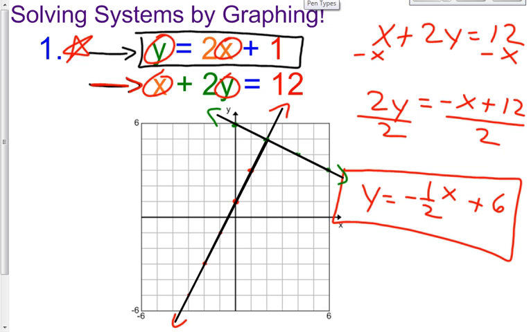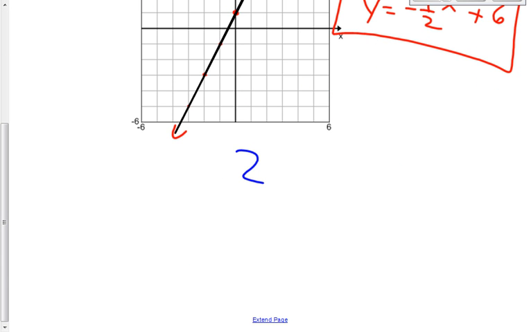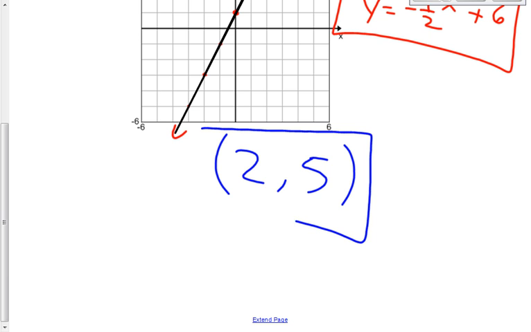So now the intersection point where these 2 lines cross, that one single point, is our solution. So as you can see, that point is quite clear. It is right 2, up 1, 2, 3, 4, 5. My answer is 2, 5. And what I want you to do is just at the bottom of your graph, write 2, 5 in xy ordered pair form because that's what we found. We found an xy ordered pair.